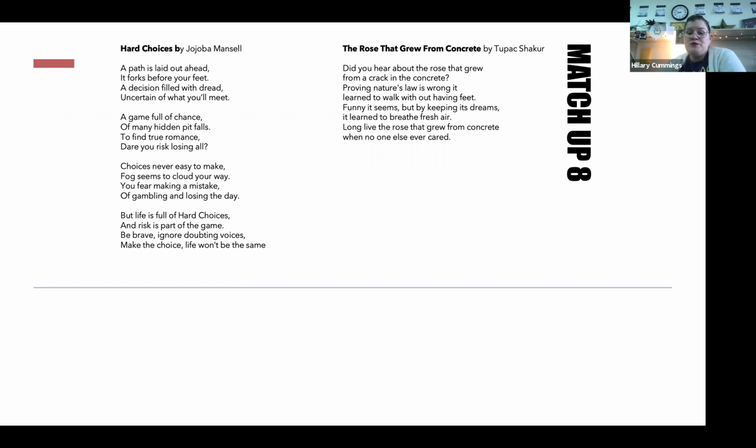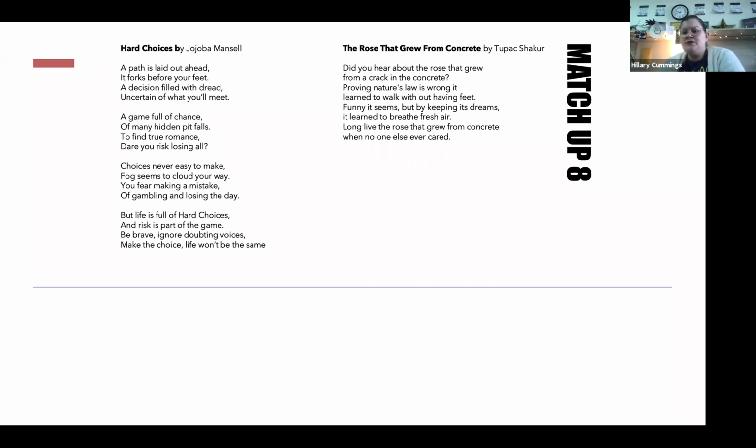All right, that poem to me is just about life. Sometimes we have to make really hard choices between taking risks, hard choices between following our heart. So think about the tone that comes in there. What kind of tone do you think that the author has about hard choices? What is their attitude or feelings about it? And then that one's opposite, The Rose That Grew from Concrete by Tupac Shakur.